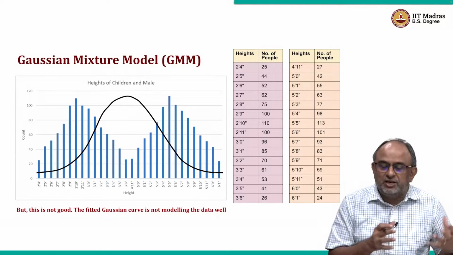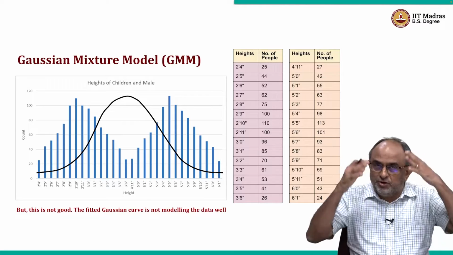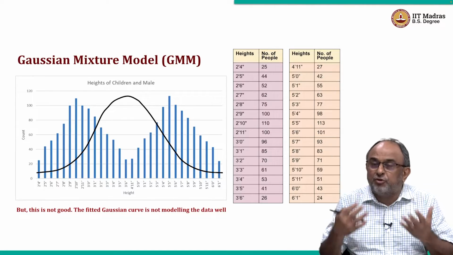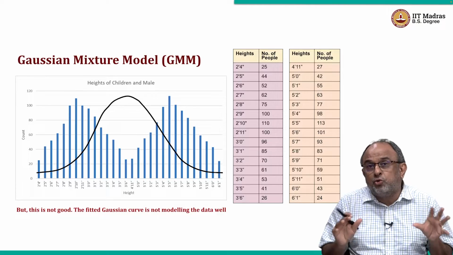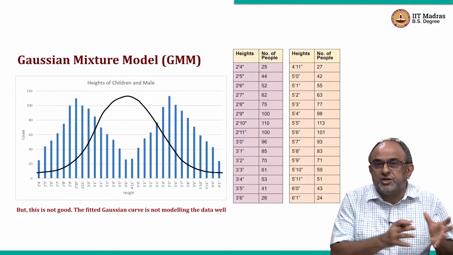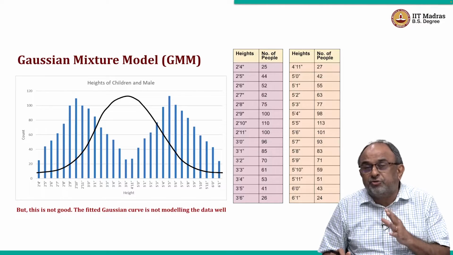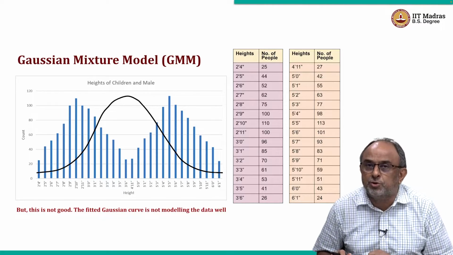Why is it not a good model? Because when we are saying it's Gaussian, we assume that the data is following the normal bell curve, and therefore we are fitting a Gaussian. But here there are two different populations. There is a children population and an adult population which have very different characteristics. So a single Gaussian is not a good model for this.